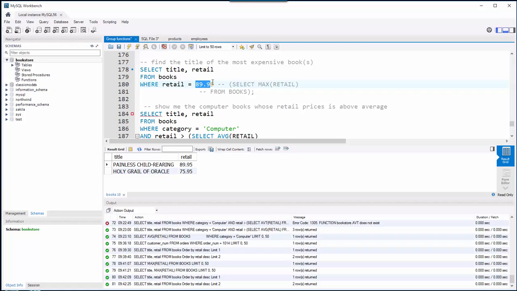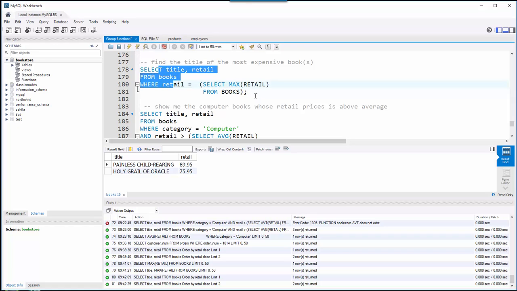But of course, as your database is kind of a living structure with data coming in, possibly data going out, that price might change. And so I don't want to what's called hard code the $89.95. I am going to have a query that finds, as of today, what is our highest price. And now this query says, show me all the books that have that price.